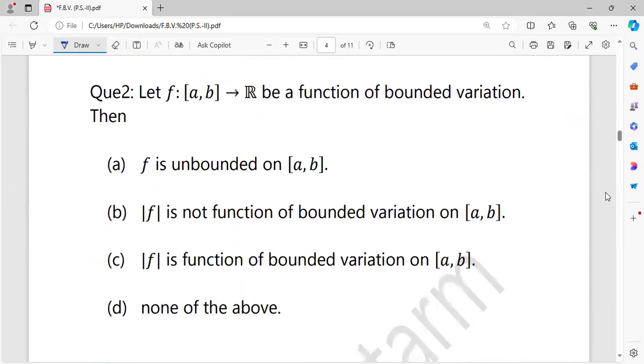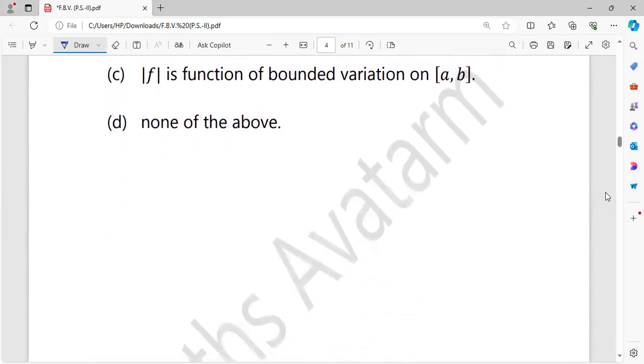Let f be a function of bounded variation. Option A says f is unbounded, which cannot be correct, since every function of bounded variation is bounded. Second one is absolute f is not a function of bounded variation. Option C is the third: absolute value of f is a function of bounded variation. D is none of the above. Let's check it.